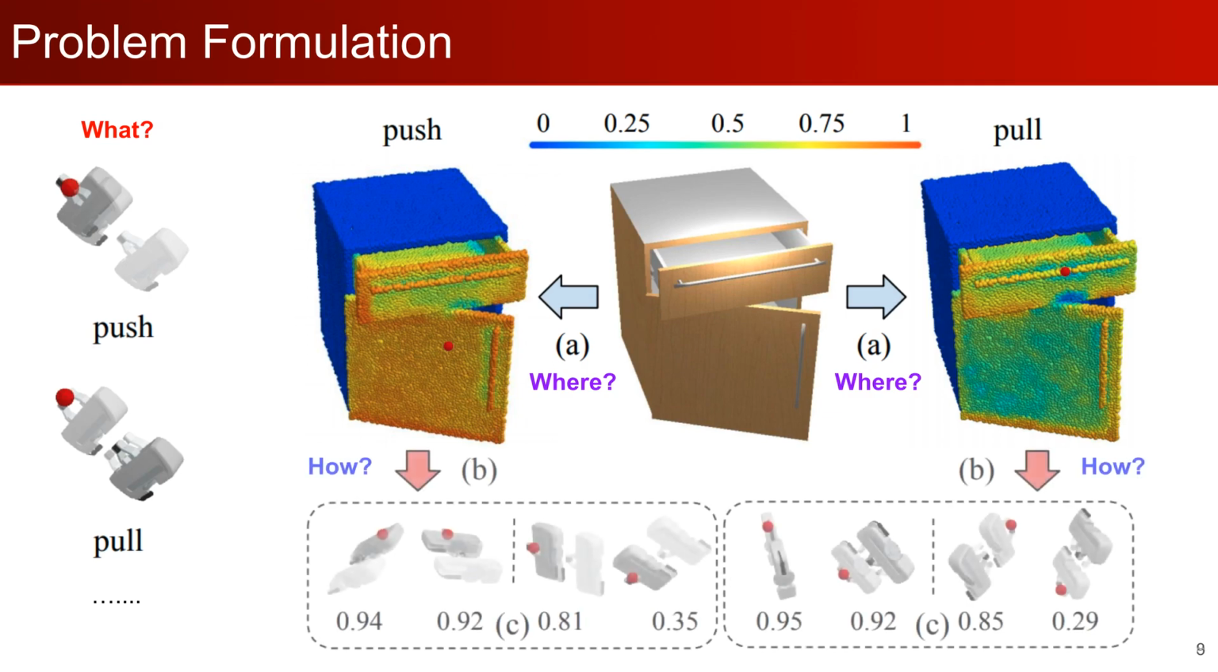Finally, for the how question, we predict diverse sets of gripper action orientations at each actionable pixel. We also rate each action proposal with a success likelihood score, so that one can rank and pick among proposals.